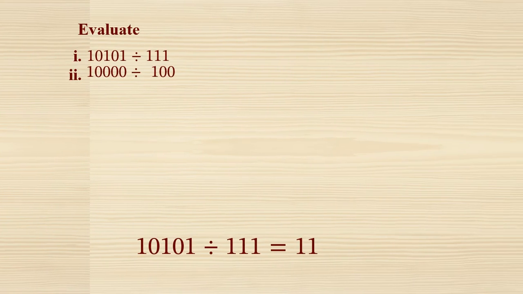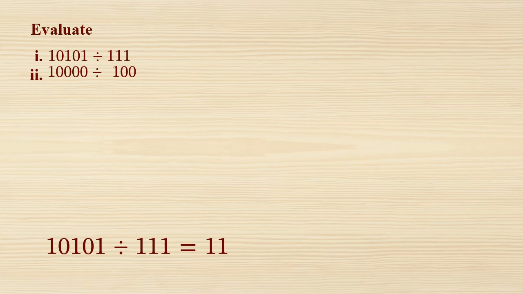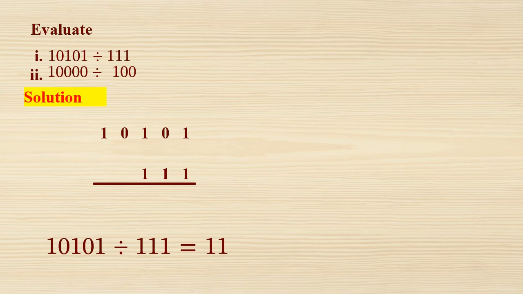Here is an example of how we can divide in binary. Evaluate 10101 divided by 111, and 10000 divided by 100. Solution: division can be done using repeated subtraction, just as in the case of base 10.